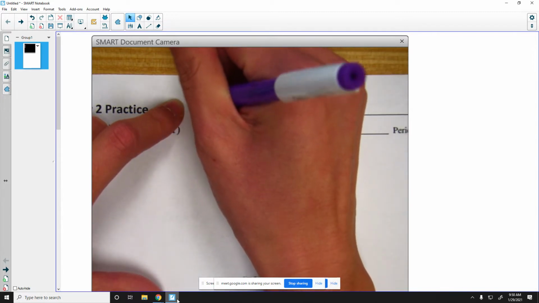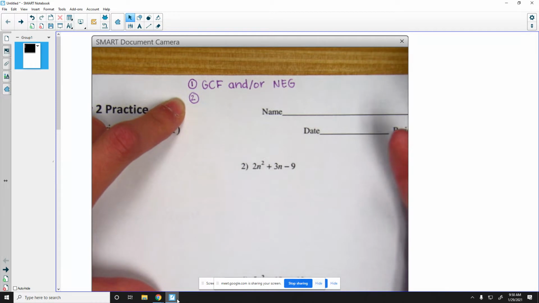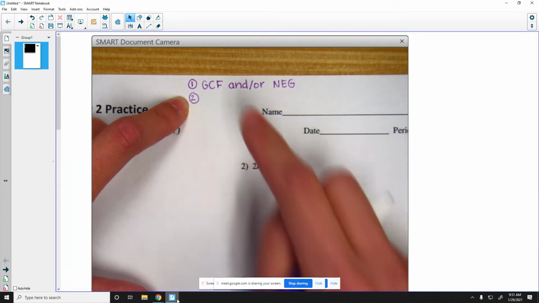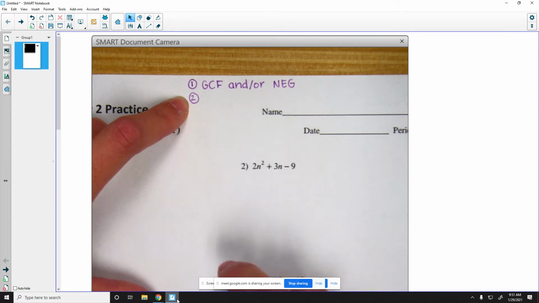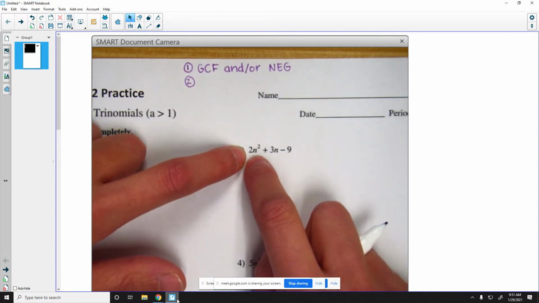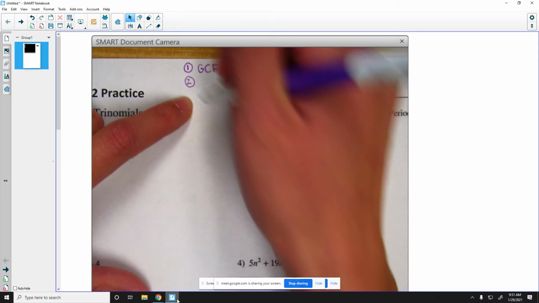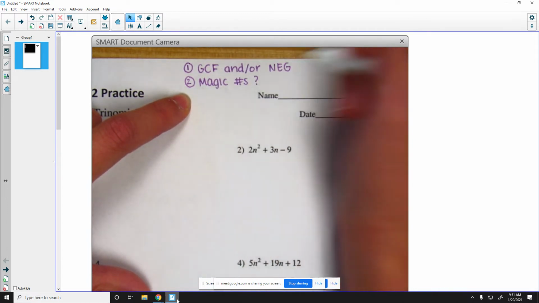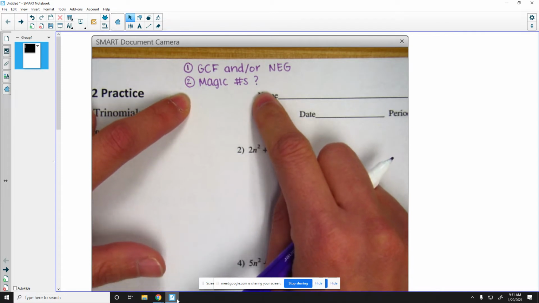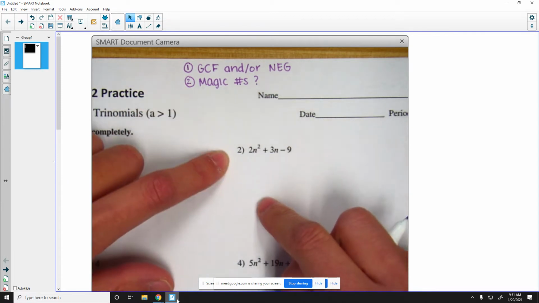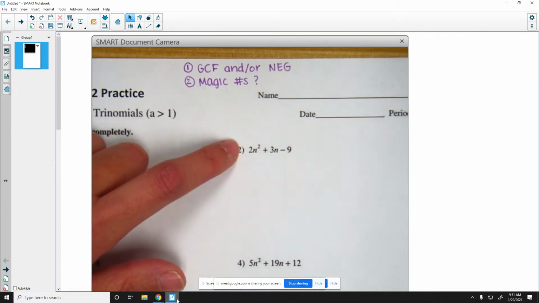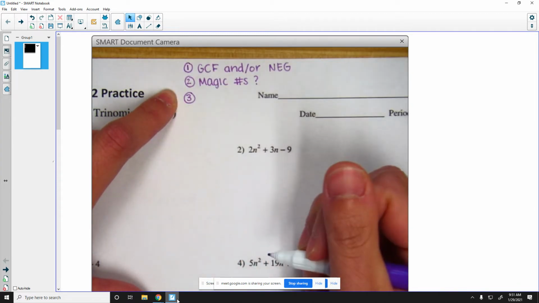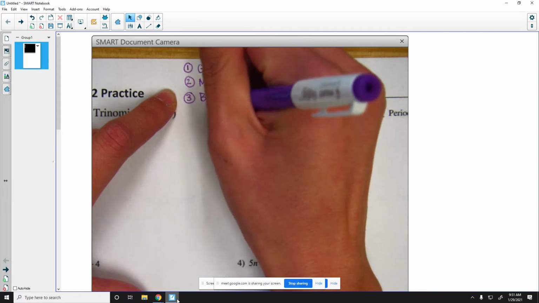Okay, after you do GCF and after you take out a negative, if that's necessary, then the second thing you're going to do, you don't do big X yet. You have to see if you can do magic numbers, right? You only do magic numbers if it starts with something other than a 1. So I'm going to write magic numbers, but I'm going to put a question mark, because maybe you don't have to do magic numbers. Maybe after you take out a GCF, your problem starts with a 1x squared. So maybe you don't have to do magic numbers. And then the last thing you do is big X.